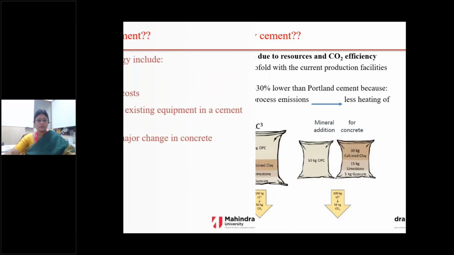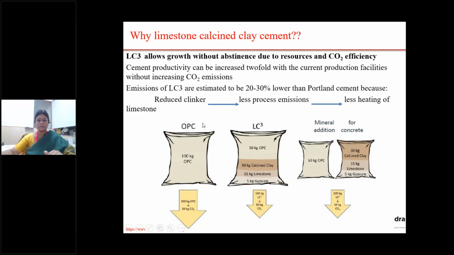And if you can produce LC3, there would be a 50% reduction in clinker, and you can see that a 100 kg LC3 bag reduces CO2 by 50 kg, 20 to 30% lower than Portland cement emissions, because there is reduced clinker, reduced emissions, reduced greenhouse gas.